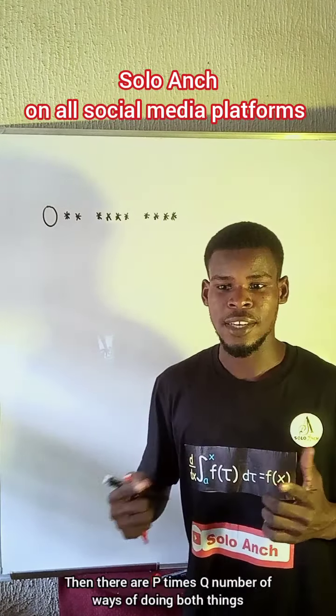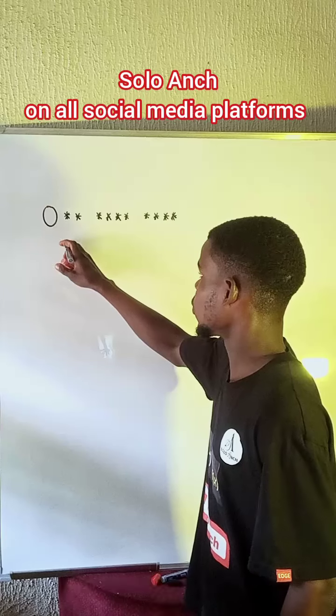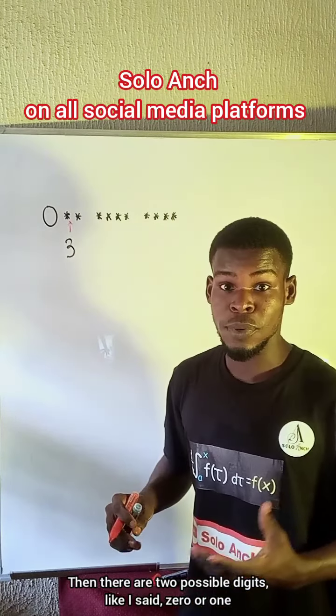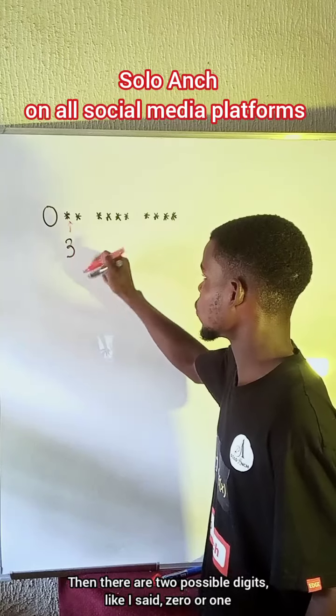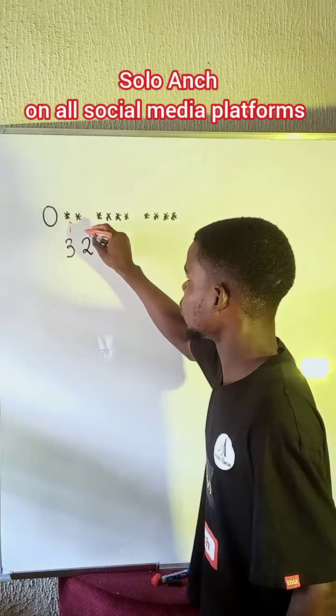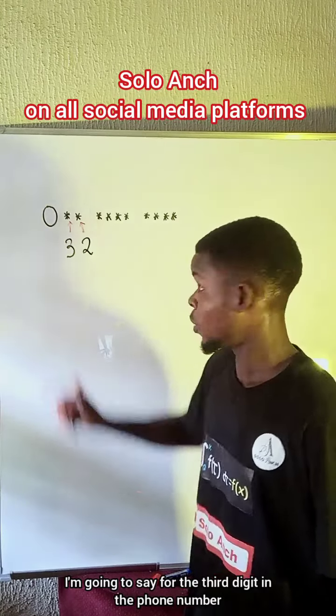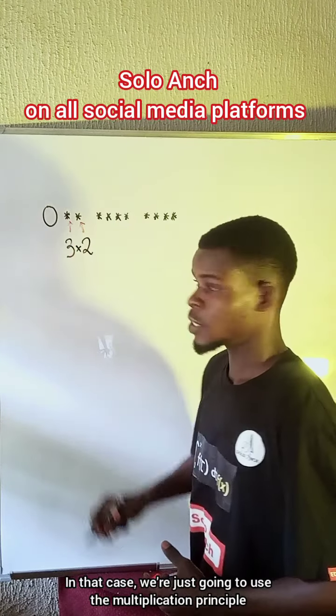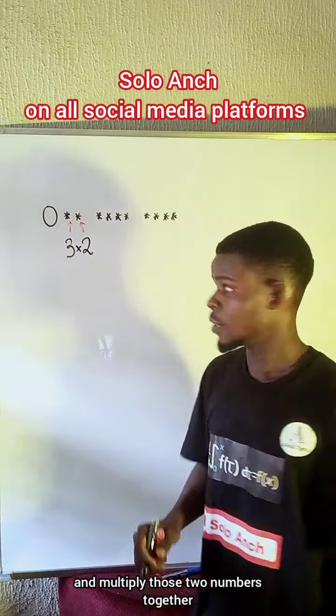Good. So in that case, since there are 3 possible digits for the second digit, I'm going to put down 3 here. Then there are 2 possible digits, like I said, 0 or 1, for the third digit in the phone number. In that case, we're just going to use the multiplication principle and multiply those 2 numbers together.